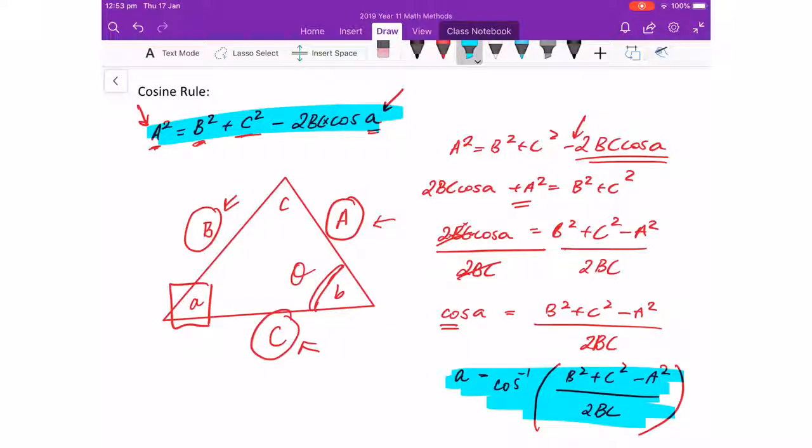In the next video, I'm actually going to show you a few different examples so you can help identify when to use the cosine and sine rule. So if you're interested in having a look, stay tuned for that one.